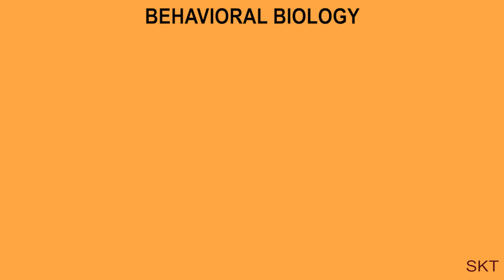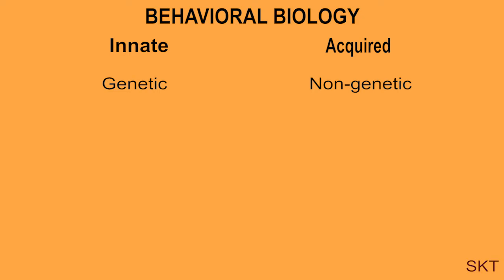In an organism's behavior, there are mainly two types: innate behavior and acquired behavior. So let us understand the differences between these two. Innate behaviors show the same responses to a particular stimulus, whereas acquired behaviors show different responses to the same stimulus based on old experiences.